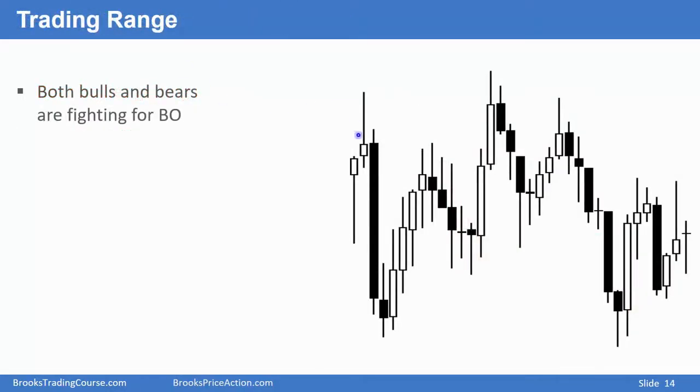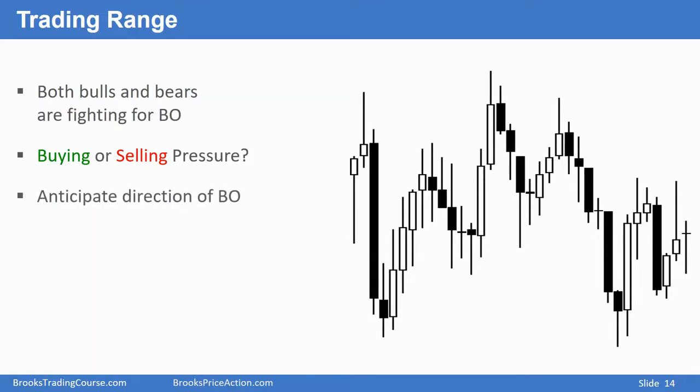In a trading range, the bears are very strong and then the bulls are strong. Bulls are strong and then the bears are strong. Both the bulls and the bears are fighting over the direction of the breakout. I always pay attention to signs of buying and selling pressure because it often helps me anticipate the direction of the breakout, and it can allow me to enter early, before the breakout.